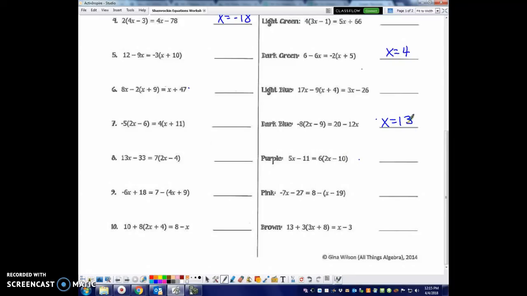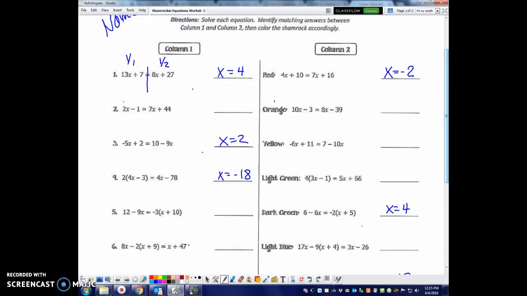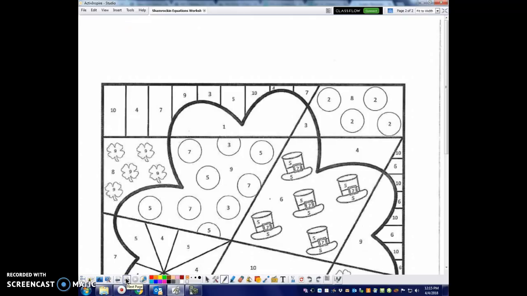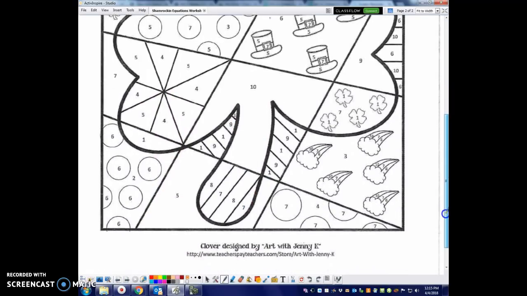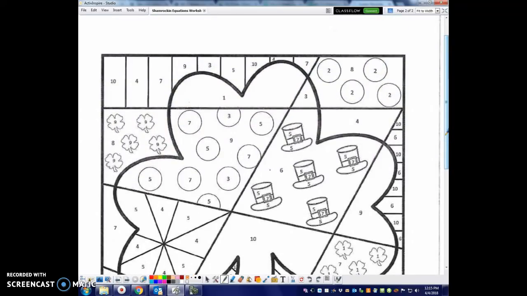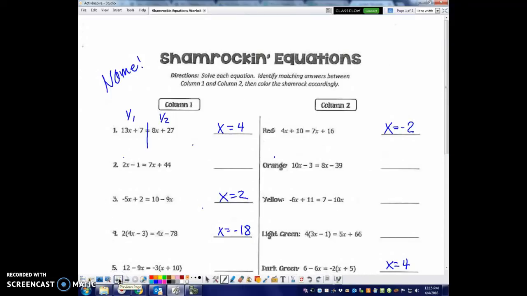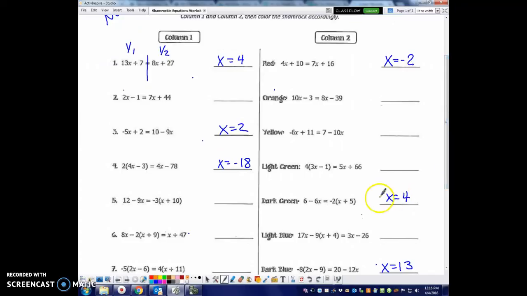Okay? So here's how you're going to do it after that. If you notice on the back side of your paper, you've got a picture with a bunch of numbers on it. I do have colored pencils, so if you need colored pencils, you come get them from me. Just be sure you put them up correctly. Don't make a mess. Don't lose my pencils. Be responsible with my stuff. So here's how this works. You saw that 1 is x equals 4, right? We also saw that dark green is x equals 4.